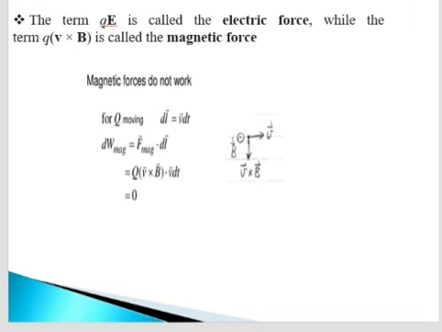The term QE is called the electric force, while the term Q(V × B) is called the magnetic force.